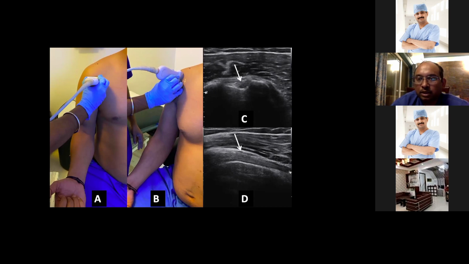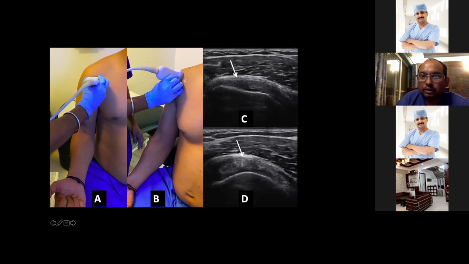This is because of the axis of the structure which we are seeing. If we are seeing the whole length of that structure, we call it a long axis view. If we are seeing it in an end-on position, we call it a short axis view. So always while doing ultrasound, we need to see in both the planes, short axis as well as the long axis view.